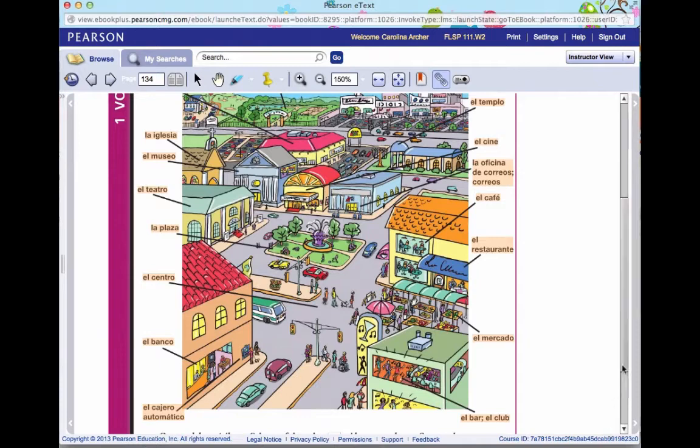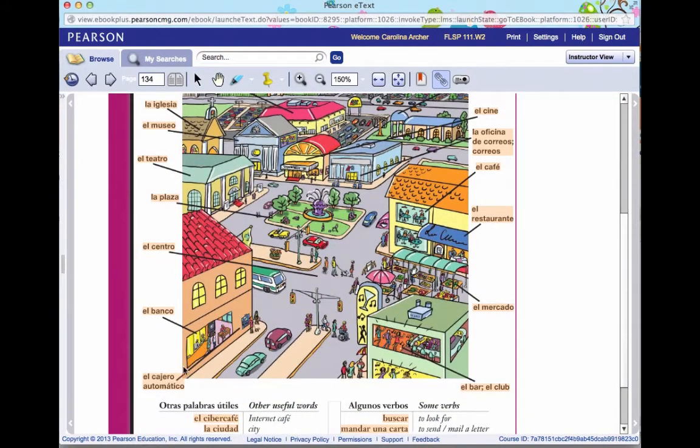El cajero automático, the ATM, el cajero automático, el banco, the bank, el centro, the downtown in general. This would be like a downtown part of town. El centro, meaning the center, literally.